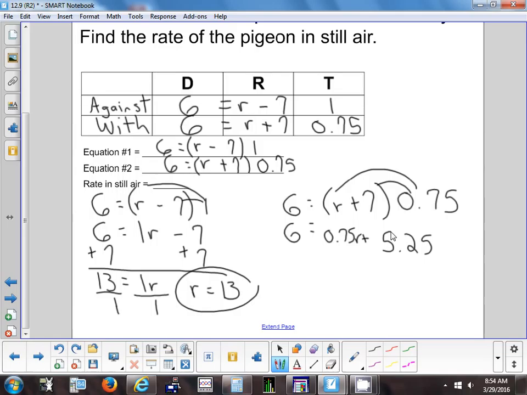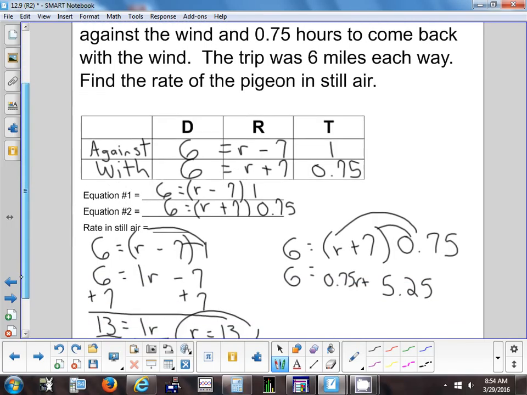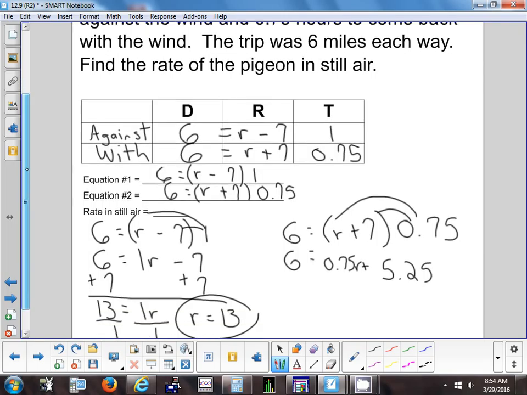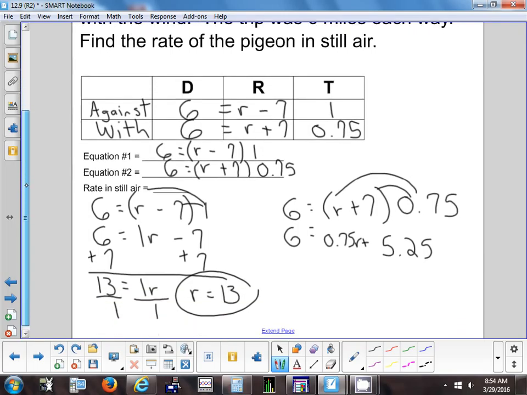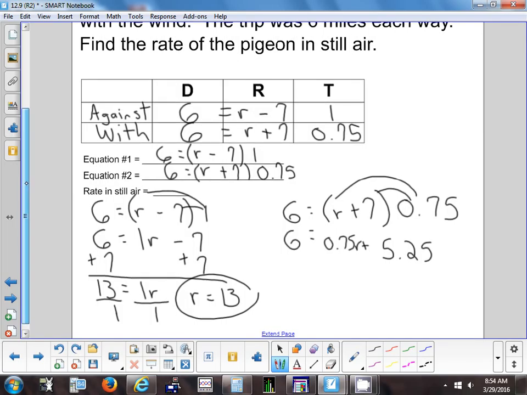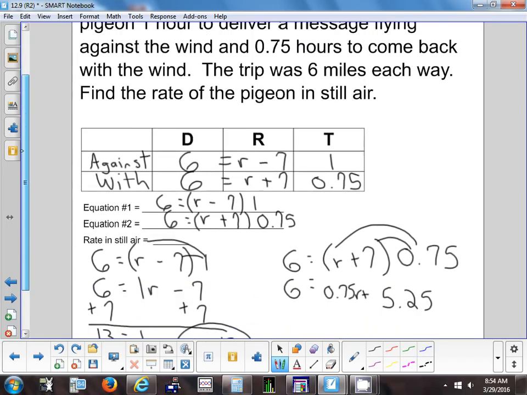I'll have to check and see what happened. That was the one we used last year too. Okay, because both of our equations are set up fine. 6 equals R minus 7 times 1. And then with the wind, it's a plus 7 because that's going to speed you up. And yeah, it does look like it's going to come out different. So I'll have to double check and see why that's coming out different.